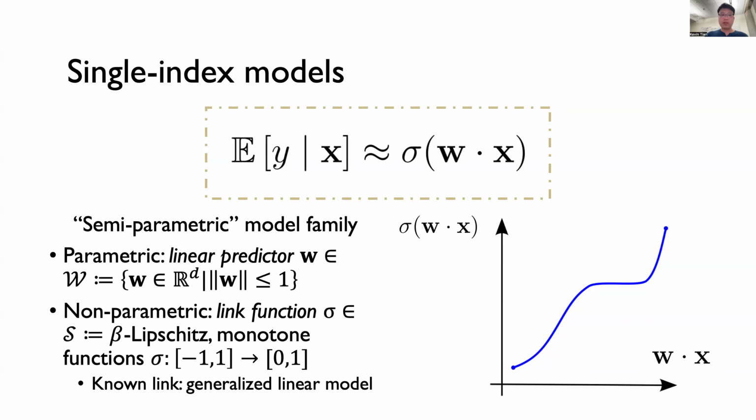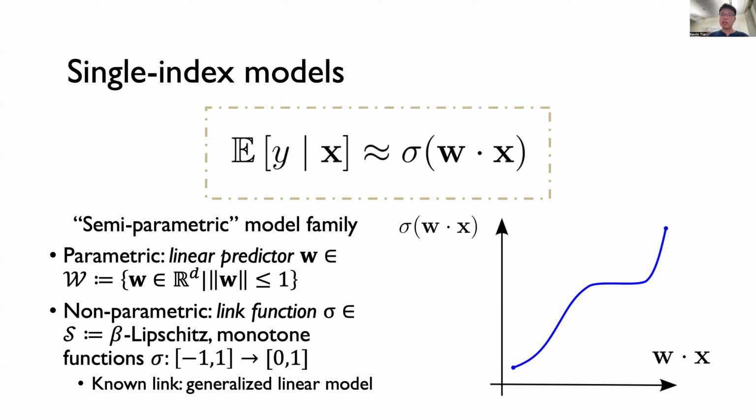And the non-parametric portion of the definition comes from the link function sigma. In this talk, we're going to focus on the case where sigma is the family of beta Lipschitz monotone functions from -1, 1 to 0, 1. I want to note that the definition of single-index models posits that sigma is part of the definition. We don't know sigma in advance.